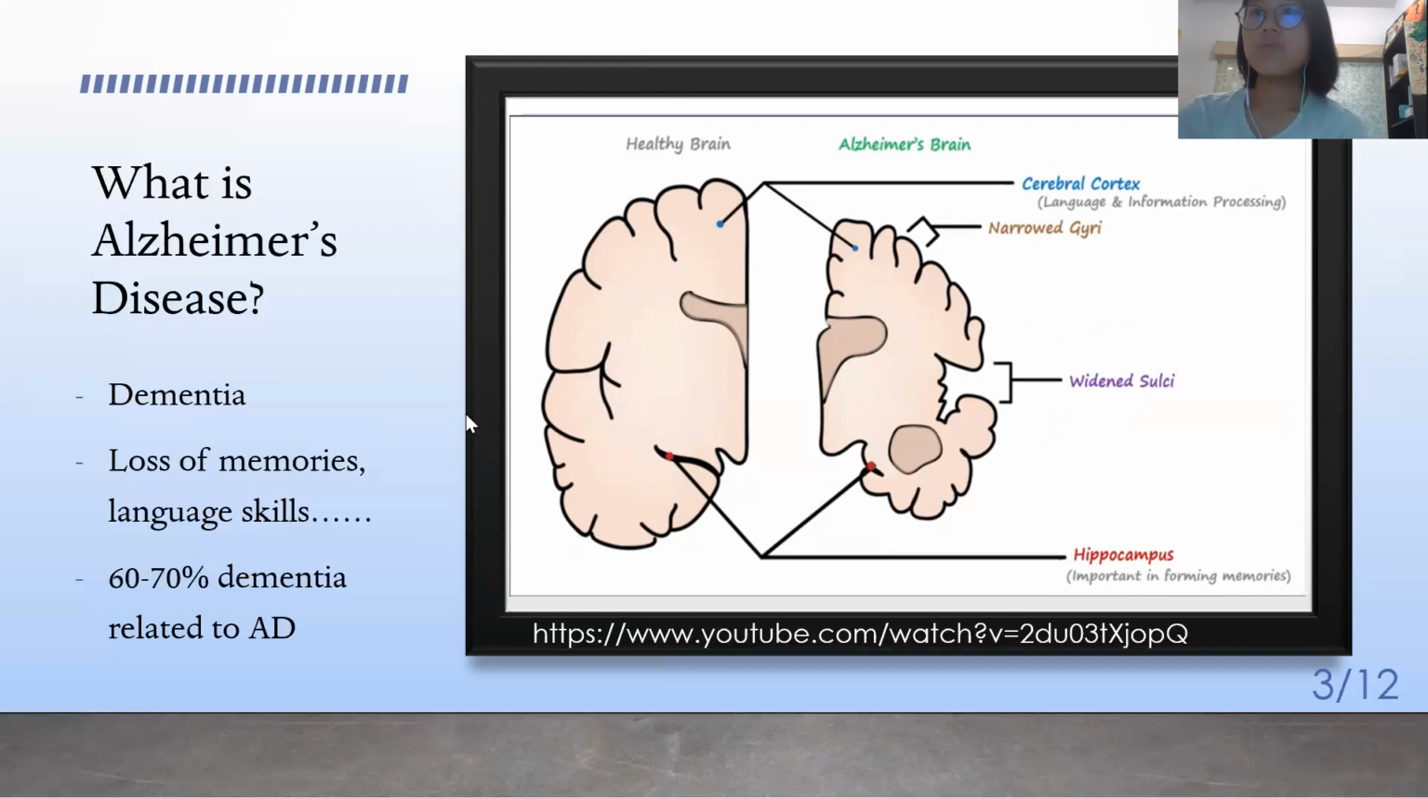In this picture, we can see the healthy brain is much larger than the Alzheimer's brain. The space between the brain tissue from an Alzheimer's person is also larger because of the brain atrophy.